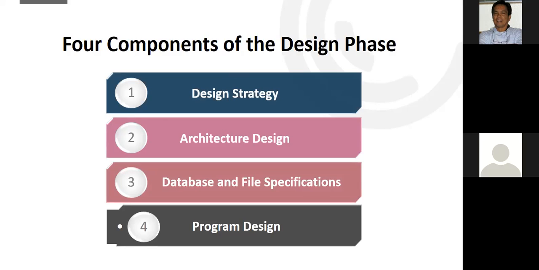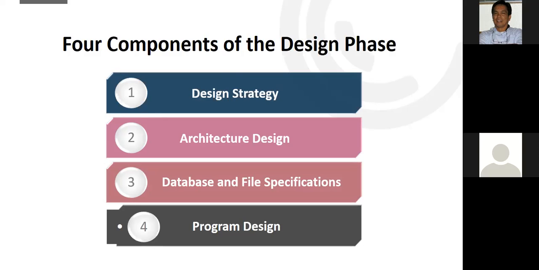The design strategy is thinking whether it will be developed by the company or outside the company, and then the second is the architecture design, which is describing the hardware, the software, and the network infrastructure that will be used. That is the architecture design.